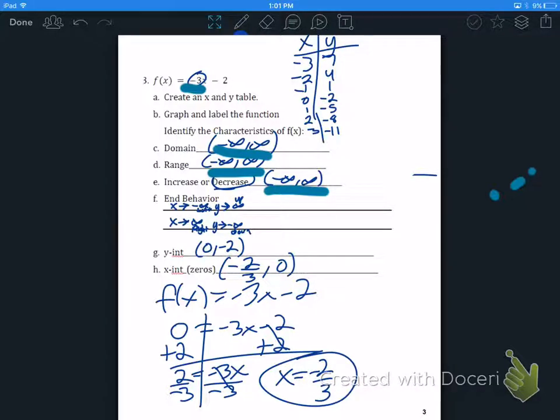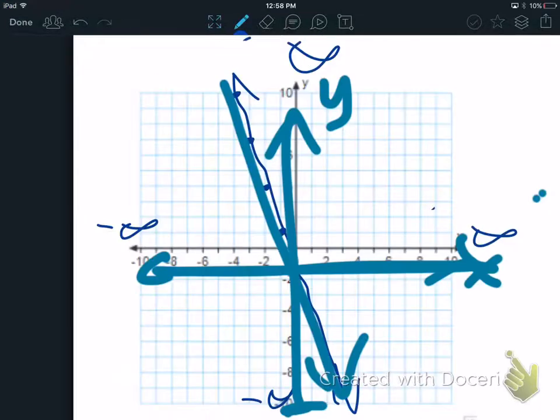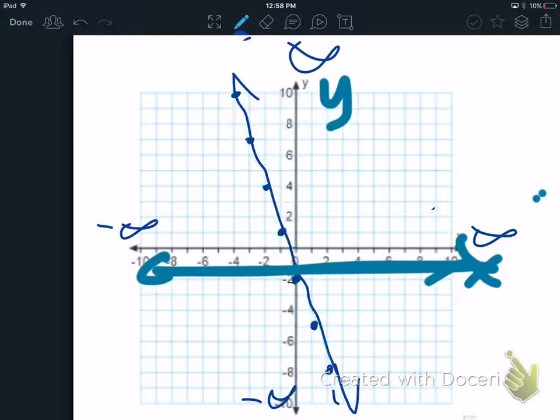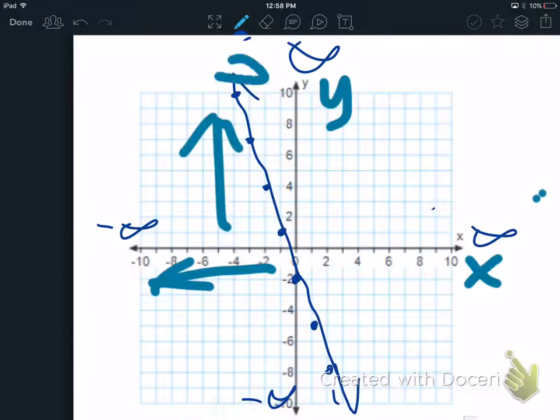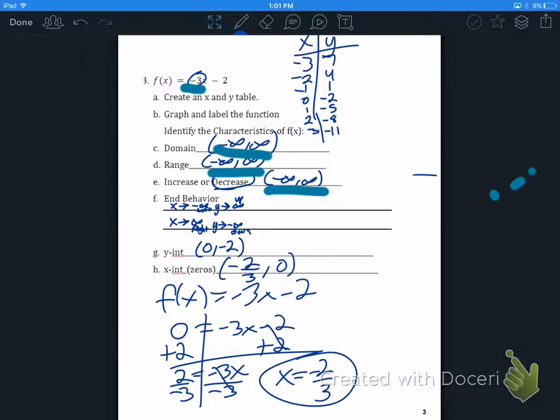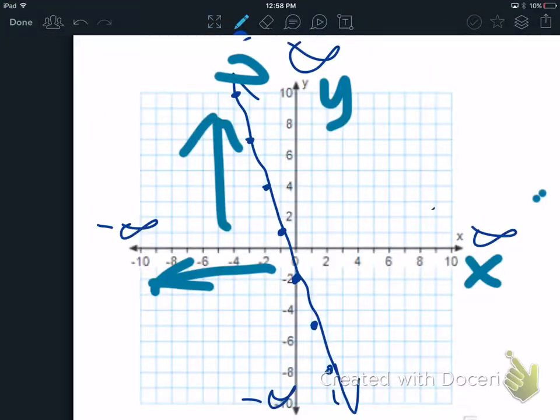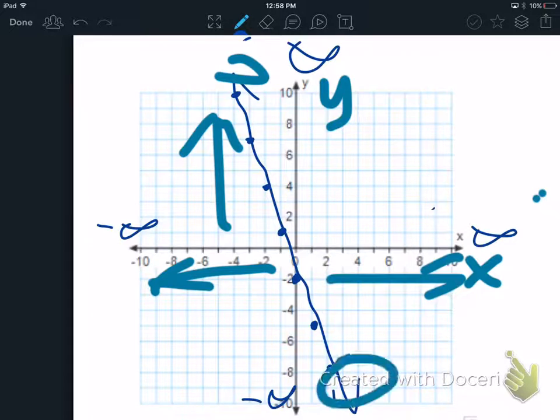In end behavior, as x goes to the left, to negative infinity, y is going up. As x goes left, y goes up. Alright. As x goes right, y goes down. So as x goes right, y goes down.